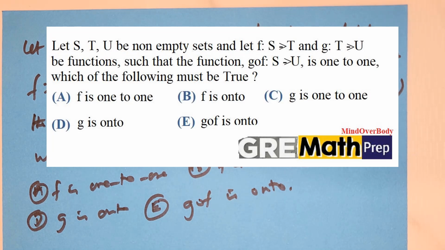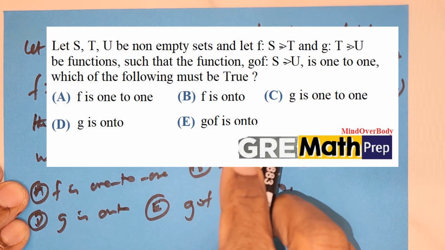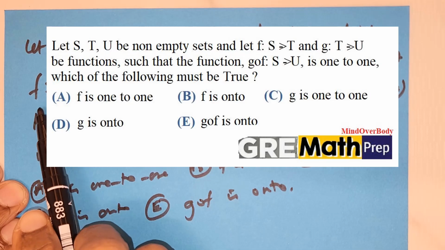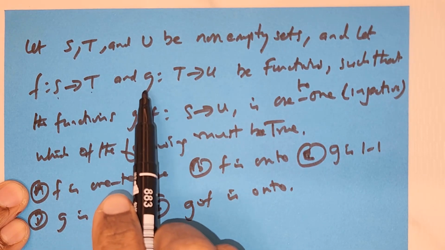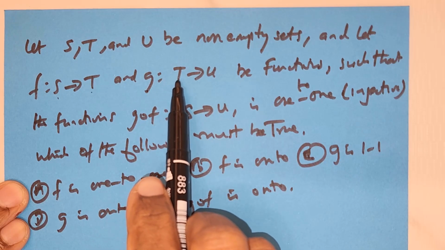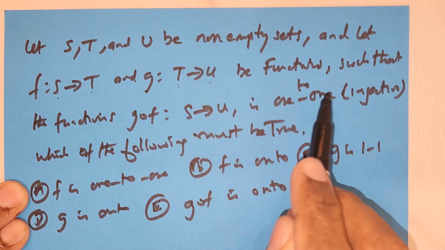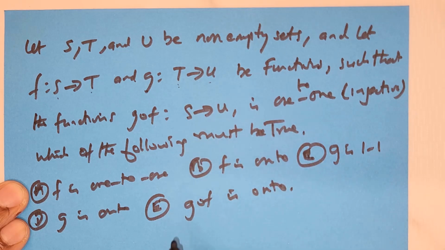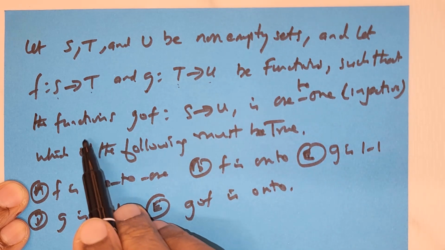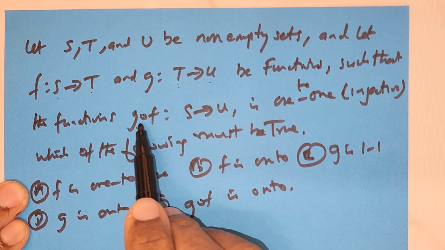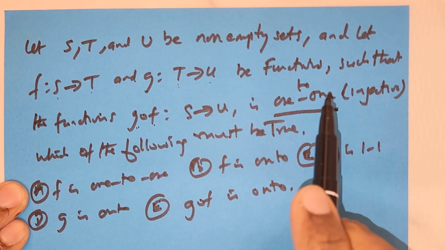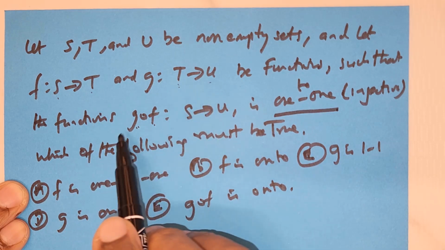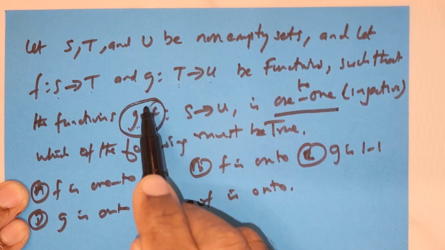This is an interesting question. S, T, U are non-empty sets, and we have a mapping F from S to T and G from T to U. They are functions such that the composition of G with F is 1-to-1. That means it's injective. So we don't need to be bothered about all this, but the most important component here is this.